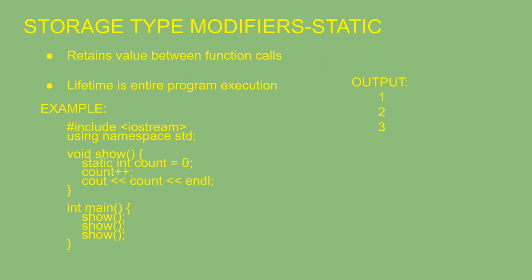The static modifier retains its value between function calls, and its lifetime is the entire program execution. As shown in the example, the count variable retains its value across multiple calls to the show function.